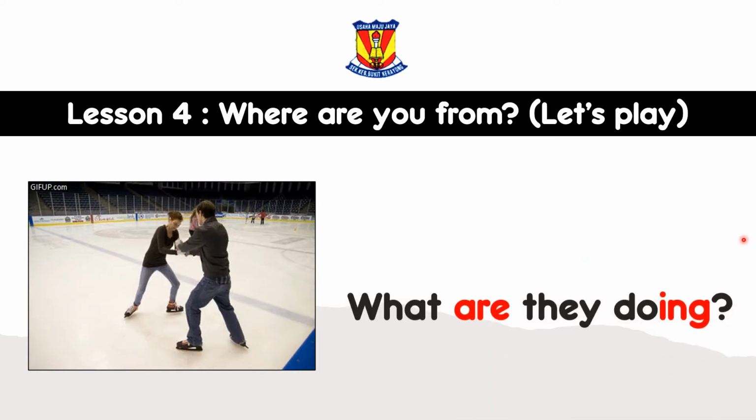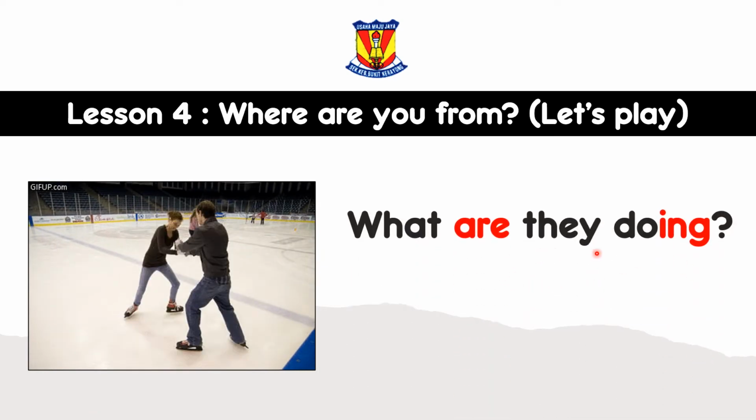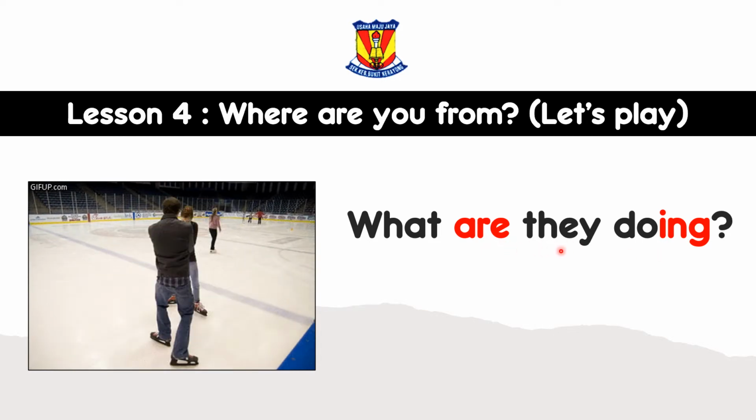Picture 3. What are they doing? Why does the question use they and not he or she? Because in the picture, there is more than one person. Therefore, we have to use they. Since the question asks, what are they doing? So we look at the picture. Obviously, the two people are ice skating.